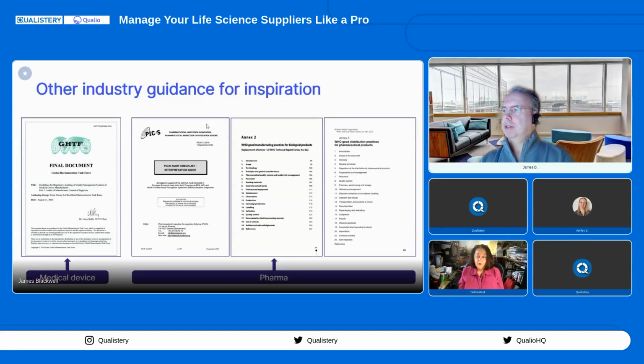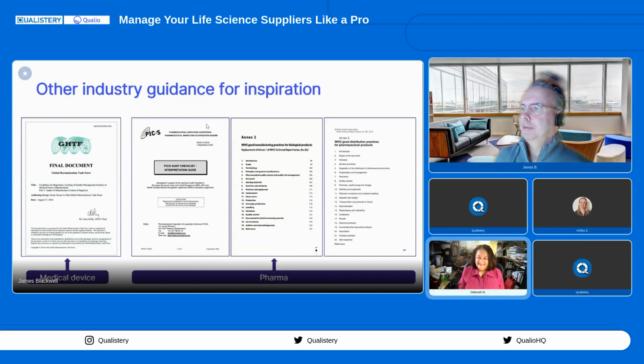Deborah, any comments on this? Well, that was going to be my tip too. Yes, it's guidance for investigators, and they have it specific for different parts of the device and pharma.